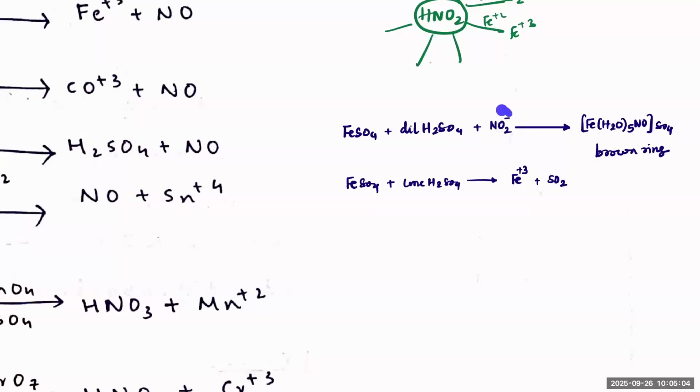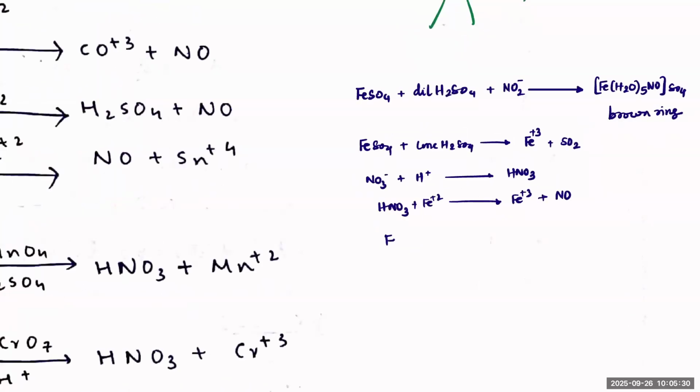So you have NO3- here. NO3- will interact with the H+ which is present and convert into HNO3, and this HNO3 is an oxidizing agent. So it will convert some part of Fe+2 into Fe+3 and convert itself into NO gas. The remaining FeSO4 will react with NO and H2SO4, and that will again form the brown ring.